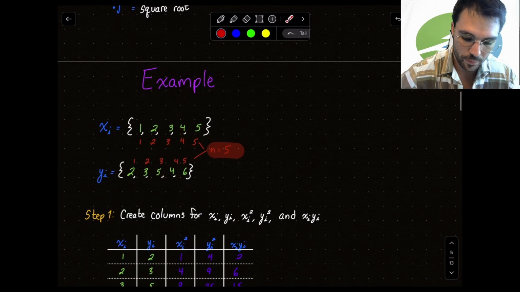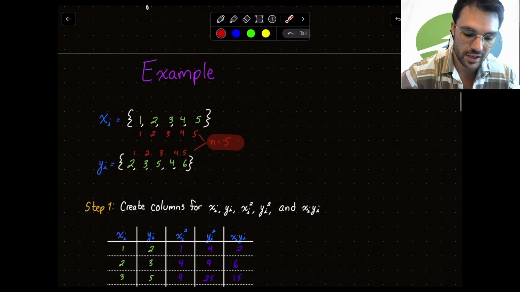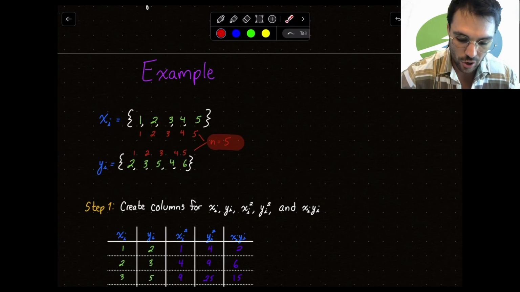Here we have our example. So just 5 elements for each. Nothing daunting. Our X elements are 1, 2, 3, 4, 5, and our Y elements are 2, 3, 5, 4, 6. So there's 5 elements in each set, so we can immediately denote n equals 5.